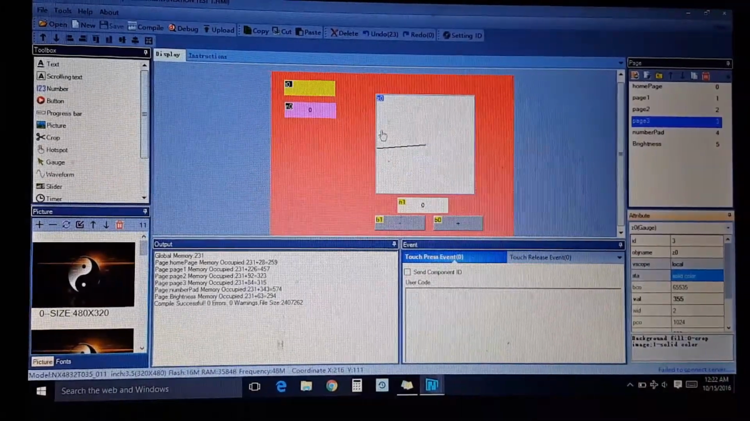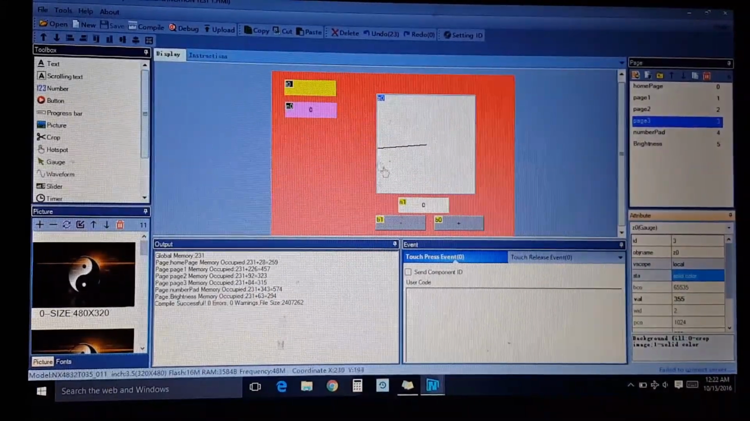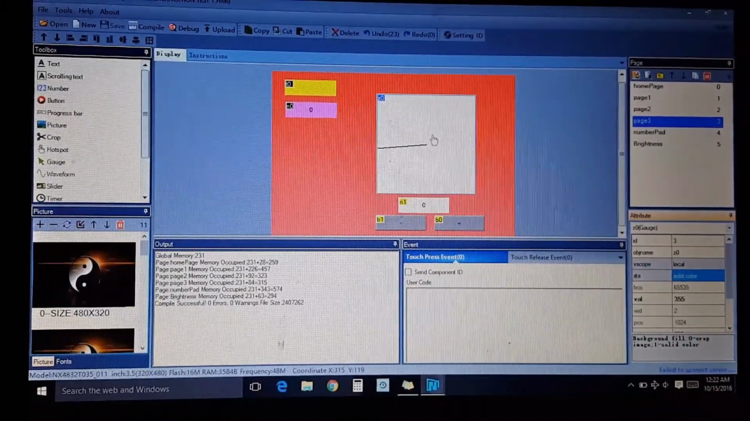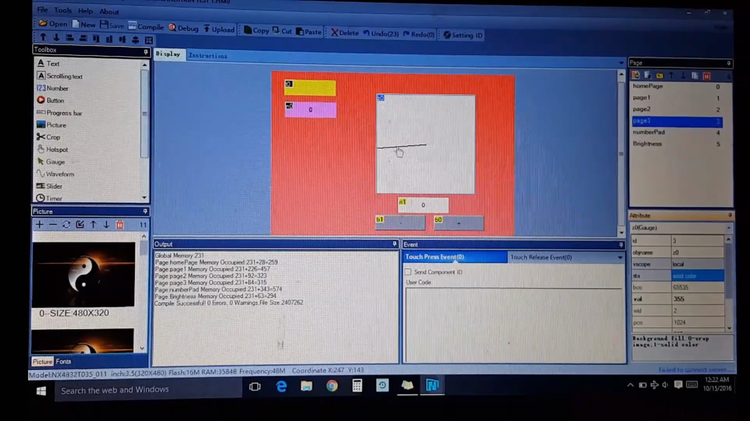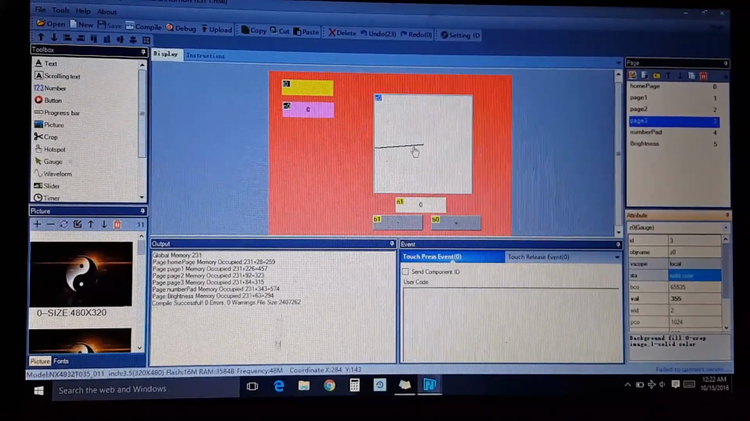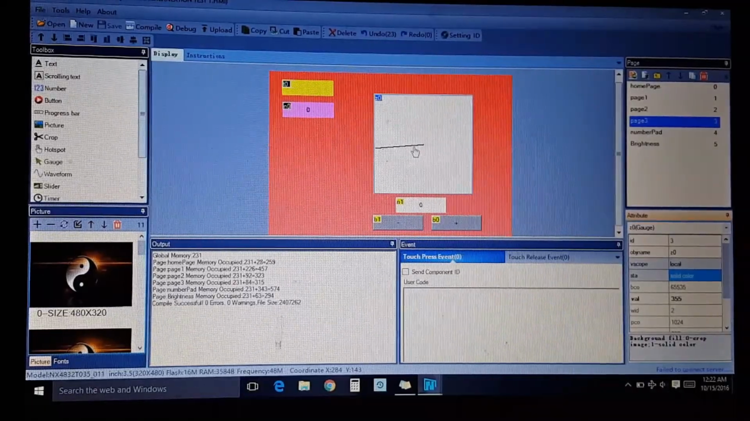So what we went ahead and did today was we just explained more of the gauge itself and the programming itself.